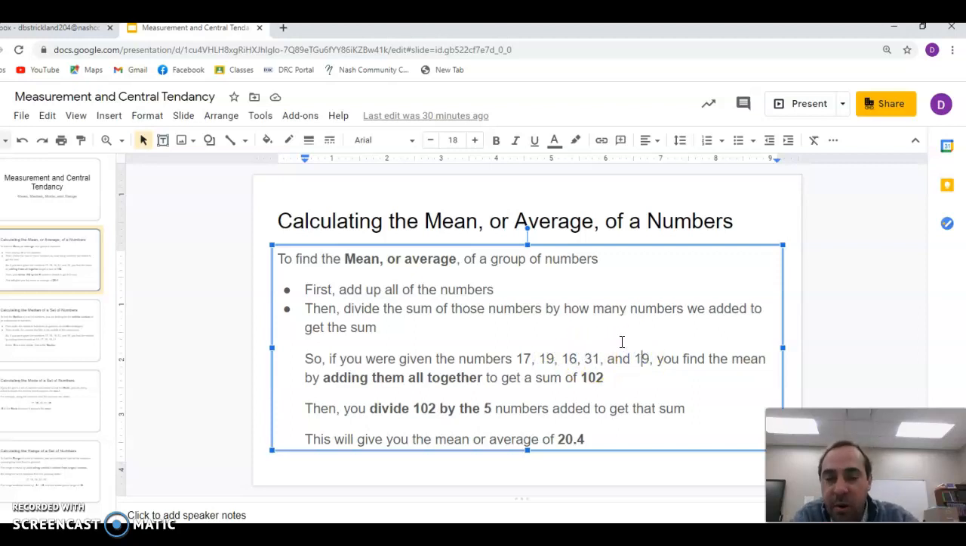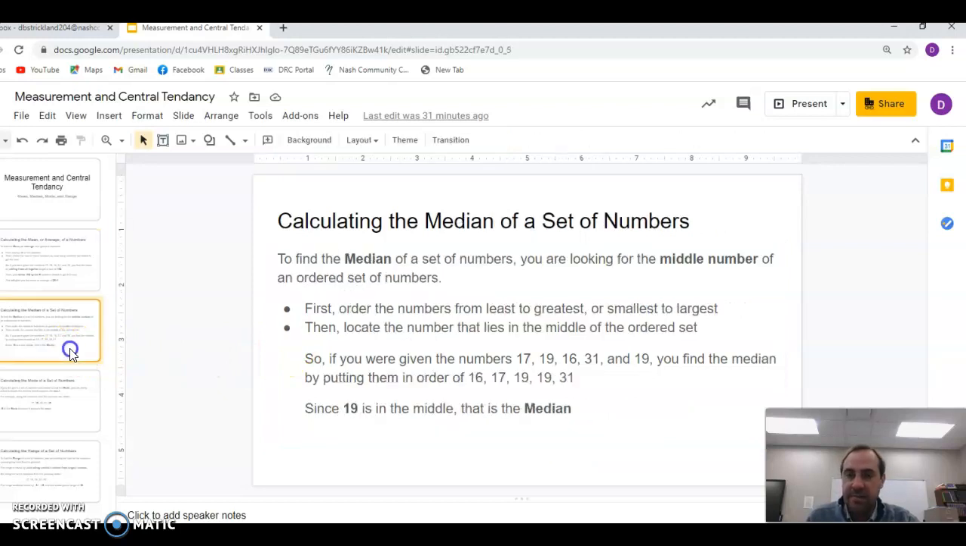So long story short, the way you find your average, you add up all your numbers and you divide by however many numbers you added to get that sum. So in this case, by adding all those numbers up, we got 102. We had 5 numbers, so we divided 102 by 5, giving us our mean of 20.4. Okay? So mean: add them up, divide by the number of numbers you added together. Okie doke, moving on.